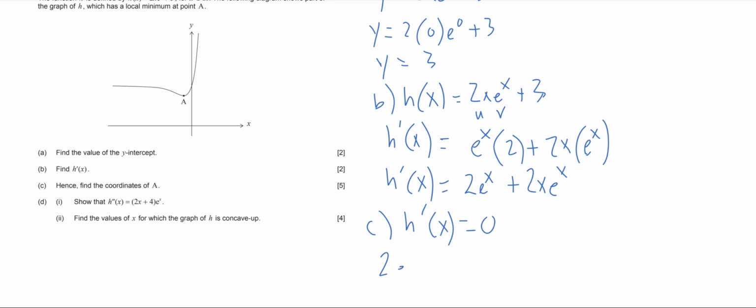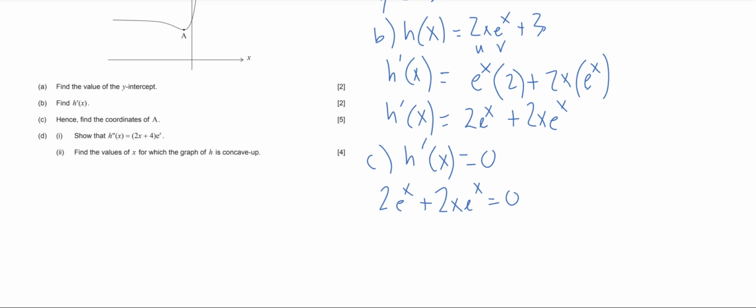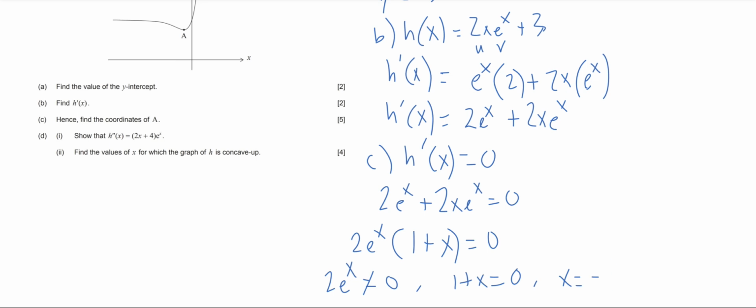So that means 2e^x + 2x e^x equals 0. And to solve that, you'd factorize. So you take out 2e^x as a common factor. So that gives you 2e^x(1 + x) equals 0. So in this case, 2e^x equals 0, but e^x never equals 0. So 2e^x does not equal 0, so that's not part of the solution, but 1 + x can equal 0, so x equals minus 1.